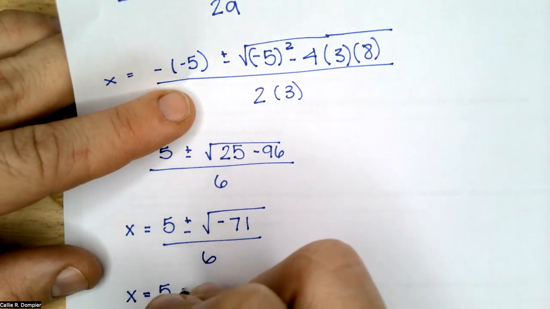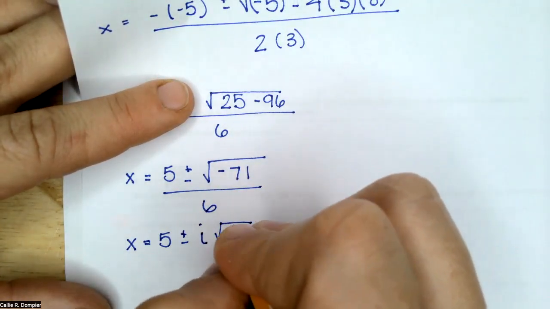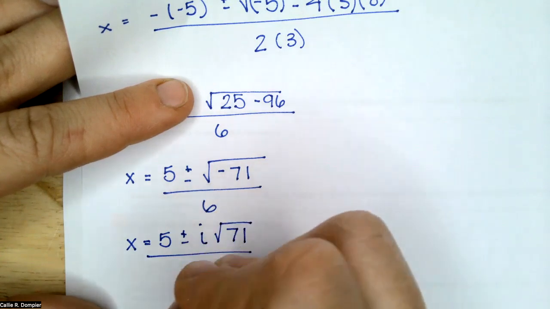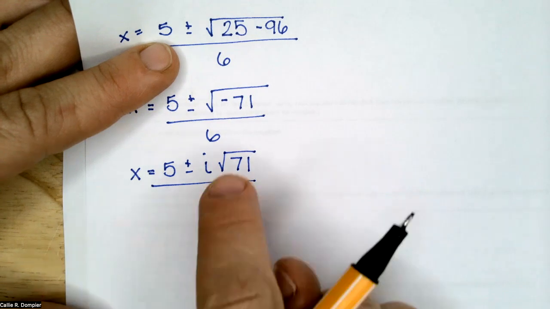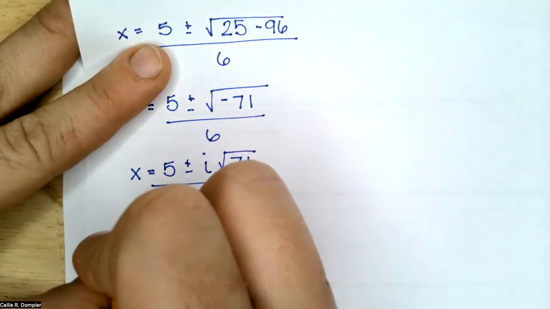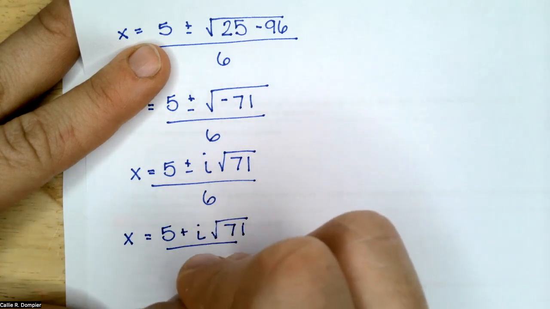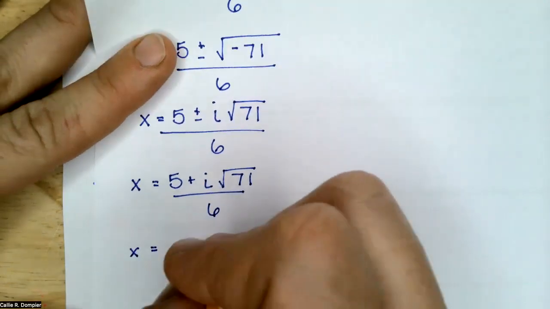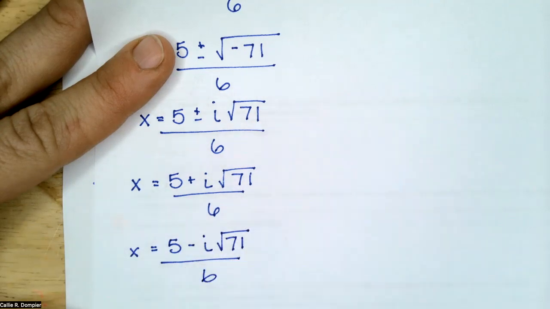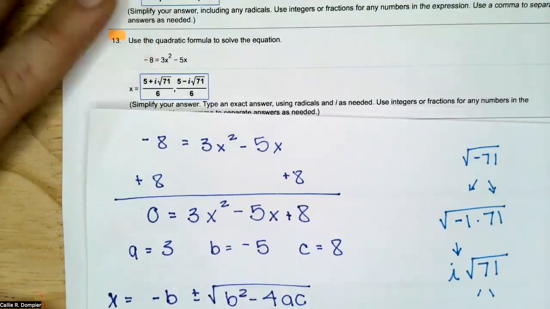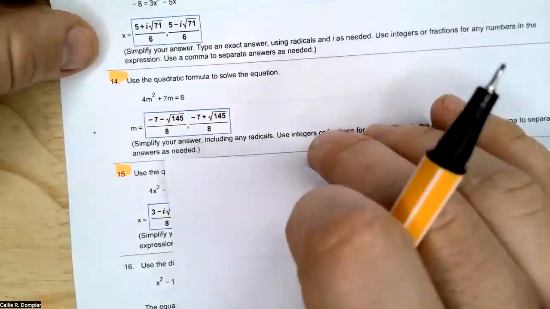x equals 5 plus or minus, instead of the square root of negative 71, we have i square root positive 71. So at least we made the radical positive, over 6. That's as far as you can take it. 5 divided by 6 can't be simplified. There's nothing to simplify on this side. So we just have x equals 5 plus i square root 71 over 6. x equals 5 minus i square root 71 over 6. That is number 13. Try number 14.